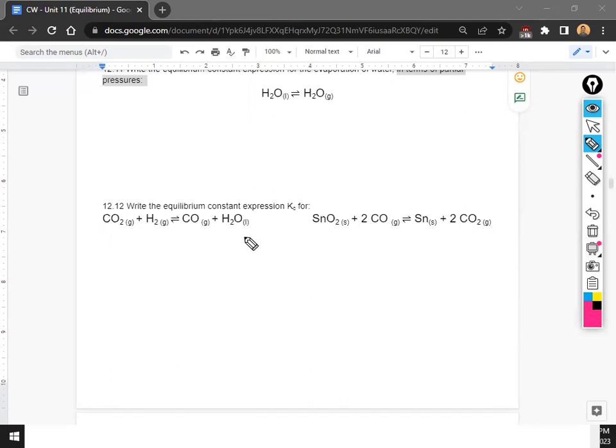Okay, so let's do this one. If we take a look at this equation right here, which one are we going to ignore? Yeah, we're going to ignore liquid water because it's a pure substance. So we're going to write the Kc, and now we're looking at concentration. We're going to put the concentration of CO on the top. We're going to divide that by CO2 on the bottom and H2 on the bottom. The point I'm trying to make is it's the exact same thing we've been doing, we just ignore the pure solids and the pure liquids.